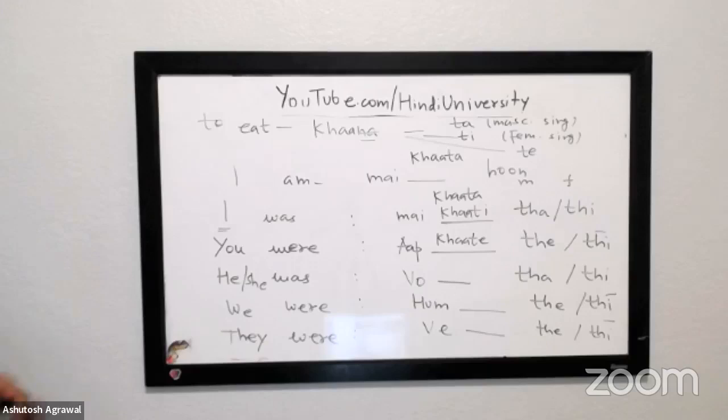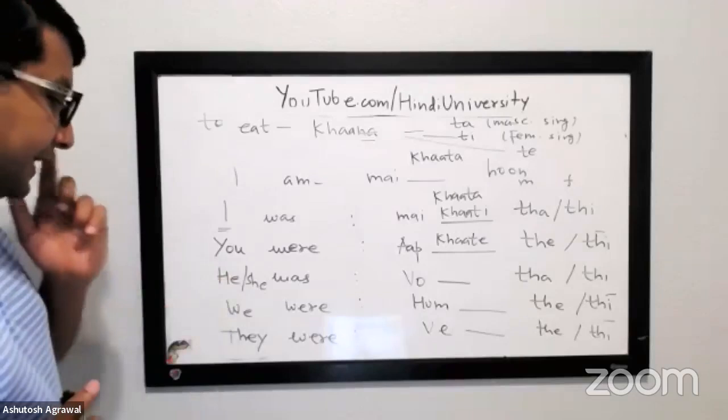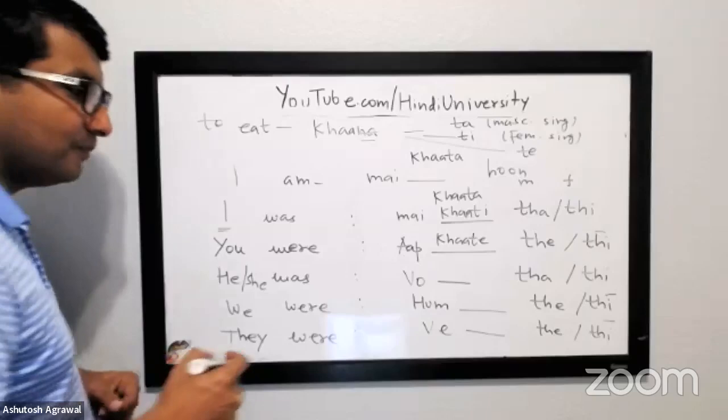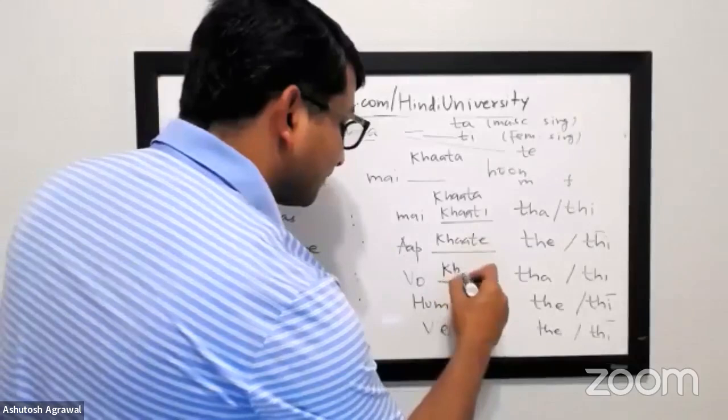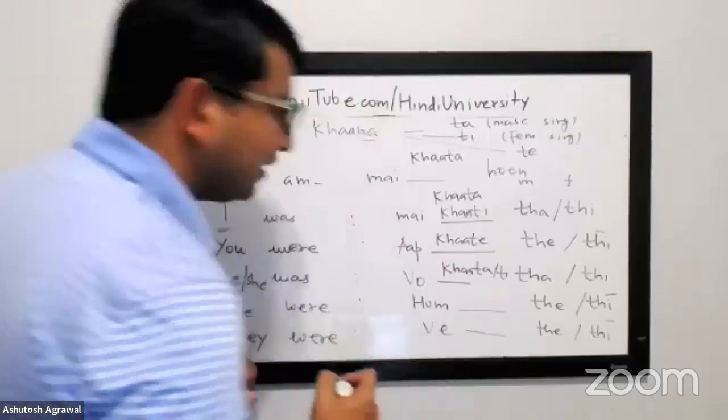Okay. Similarly, this one, Akhil ji, because you did this one before, he used to eat or she used to eat, it would be? Vah khata tha ya wo khata tha aur vah khati thi. Very good. Right. So, ta and ti. Wo khata tha, wo khati thi.